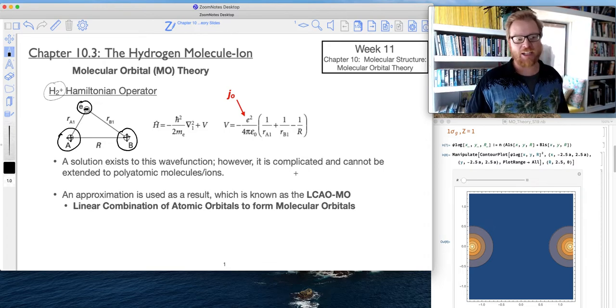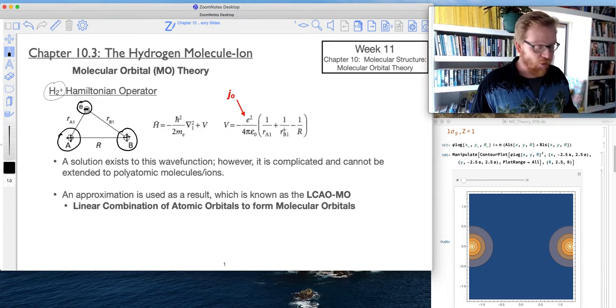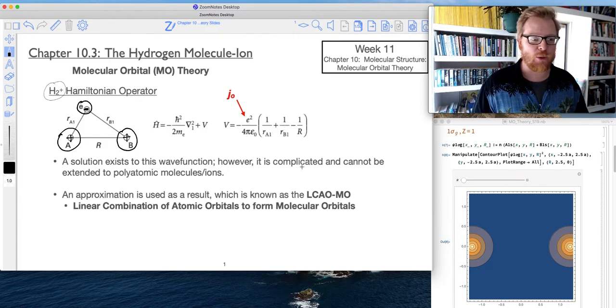And we're doing H2 plus because, remember, electrons will interact, and adding that extra term into our operator makes it impossible to solve without approximations. So we start by first describing H2 plus and make approximations from there.